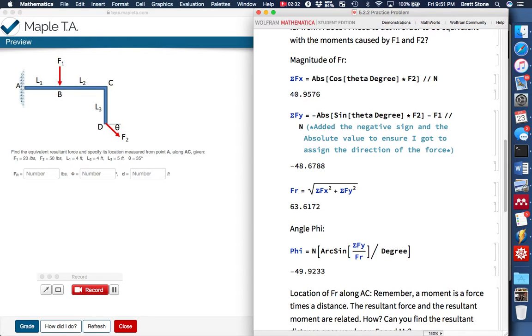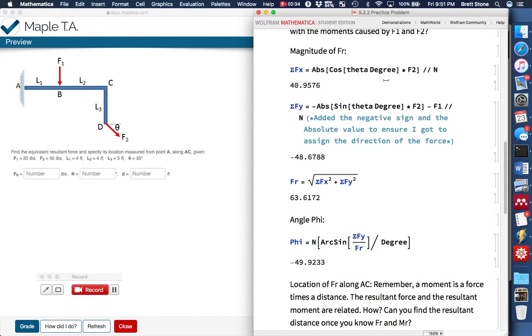So first, let's try and find the magnitude of Fr. The resultant force is what I'm calling Fr. To do that, we need to add all the forces in the x, add all the forces in the y together, and then we'll treat those like the two legs of a right triangle and do the square root of the sum of the squares to get our resultant force from that.